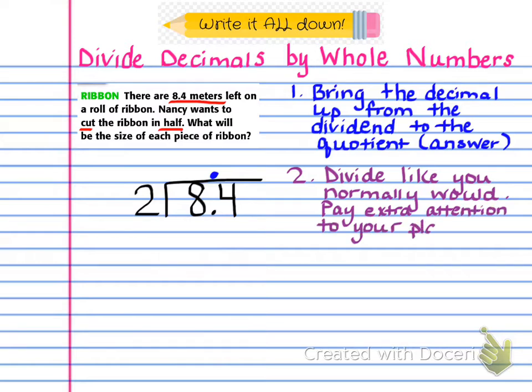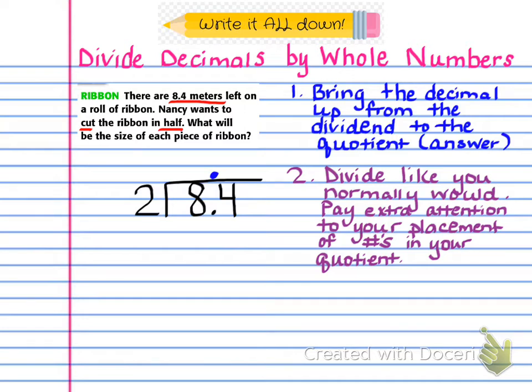The next thing you want to do is divide like you normally would, and pay extra close attention to the placement of the numbers in your quotient. Sometimes with bigger numbers, or numbers where you would have to place a 0, you can fudge and have them in the wrong place a little bit and still get the same answer. But with decimal work, that's not the case, so you want to be very careful about that placement.